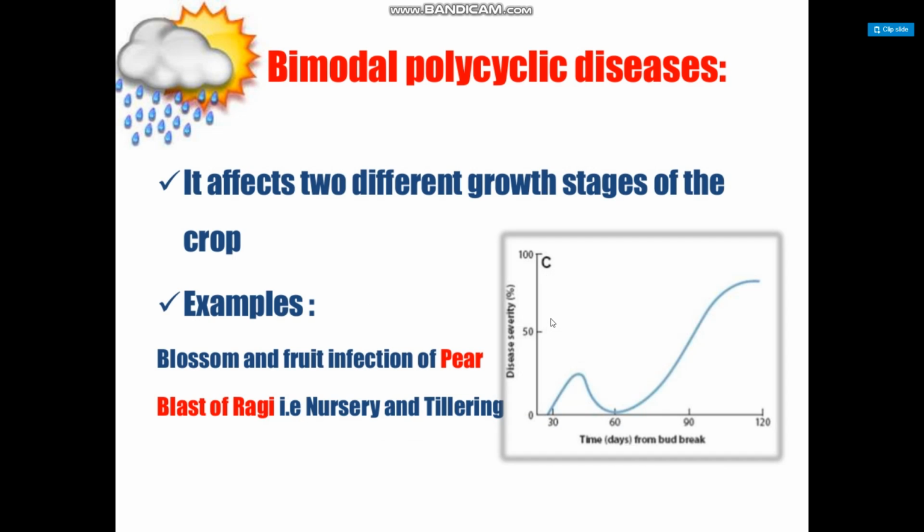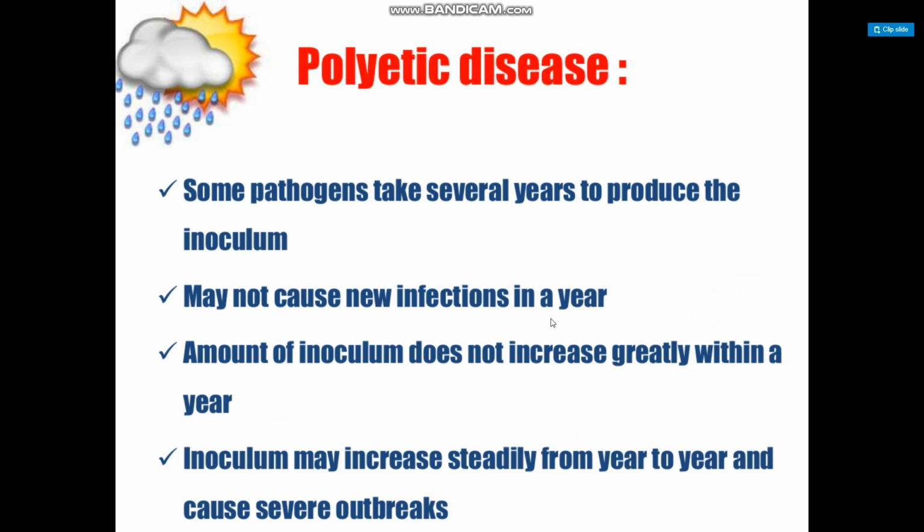And the third one is bimodal polycyclic disease. It affects two different growth stages of the crop. For example, blossom and fruit infection of pear, and blast of ragi in nursery and tillering. So, we earlier discussed monocyclic disease and polycyclic disease, and as the third one we are discussing polyetic disease.